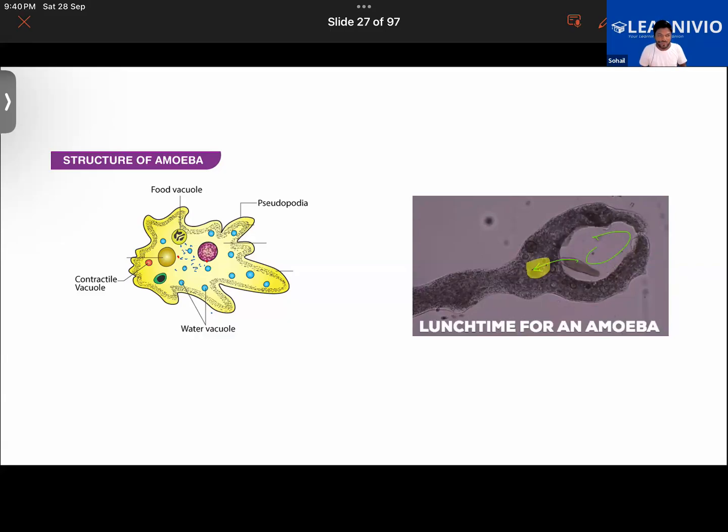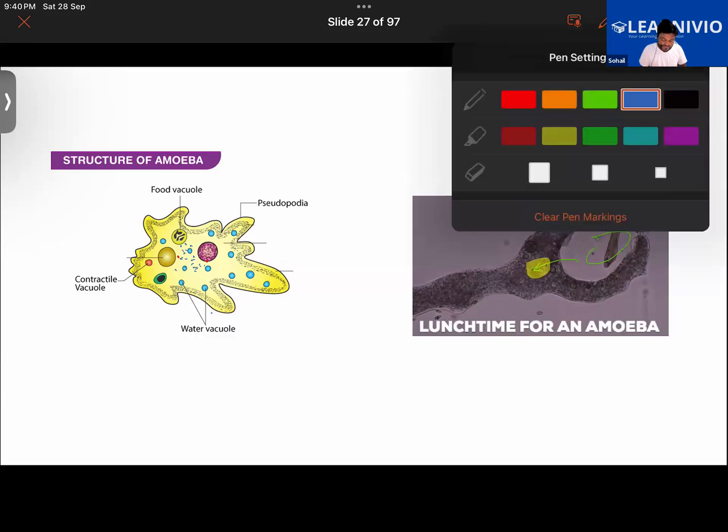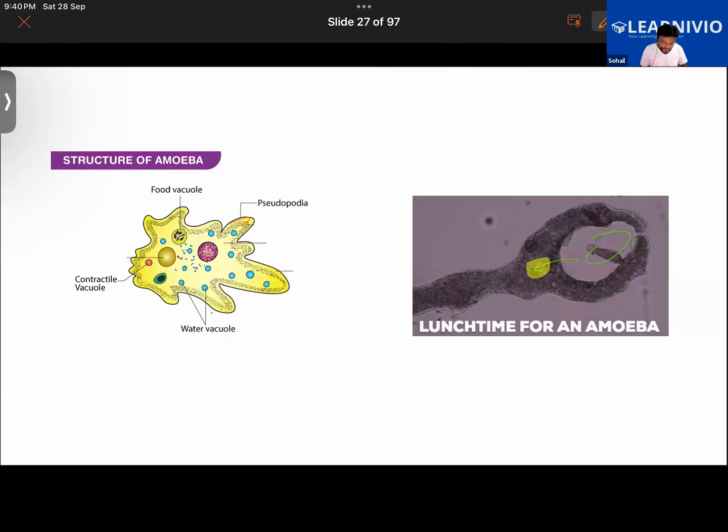Nonetheless, that was about amoeba, its structure, and the false feet. Talking about the shape of the amoeba, what do you think? Does it have a well-defined shape, or can it change its shape whenever it wishes?